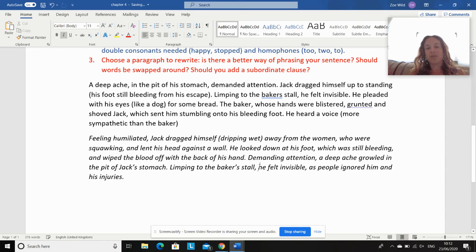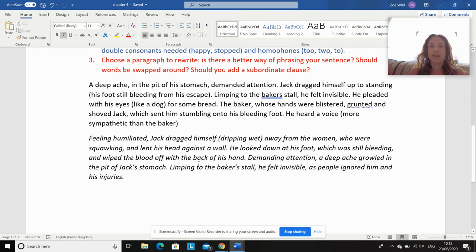Limping to the baker's stall, comma, he felt invisible, which I wrote here. He felt invisible, but I didn't say why he felt invisible, so I thought I should add something there. He felt invisible as people ignored him and his injuries. Then I would carry on. I'm not completely ignoring what's up here. He heard a voice more sympathetic than the baker. She threw some bread at him, and I would carry on writing that here because I haven't gone into enough detail there.